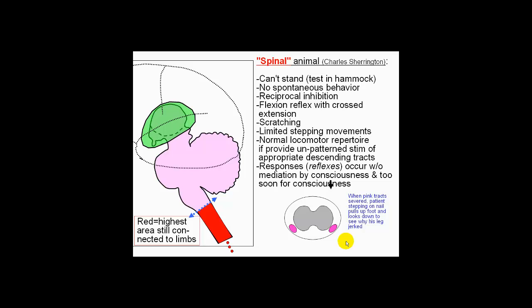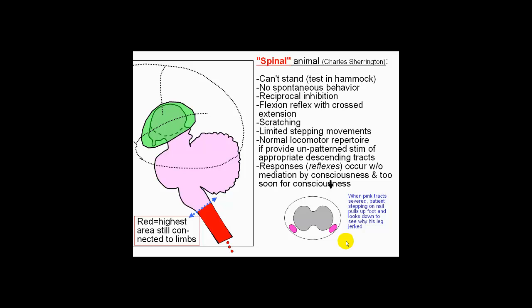A very famous neuroscientist by the name of Sir Charles Sherrington got the Nobel Prize at the end of the 1800s for his work on this. He learned an awful lot about how the nervous system works from studying the behavior of spinal animals. And here are some of their characteristics.